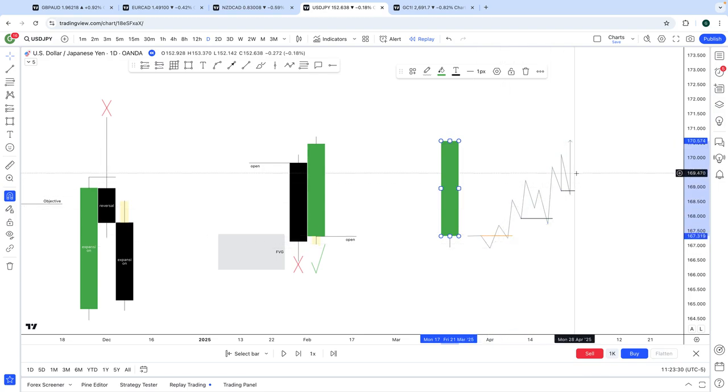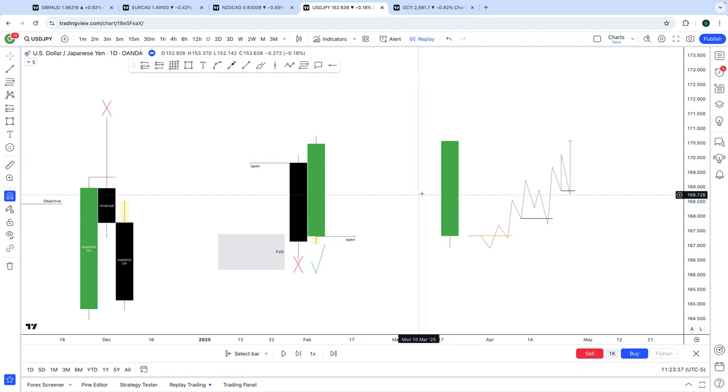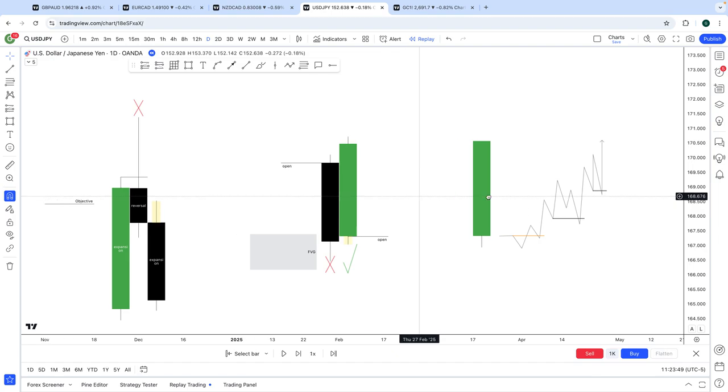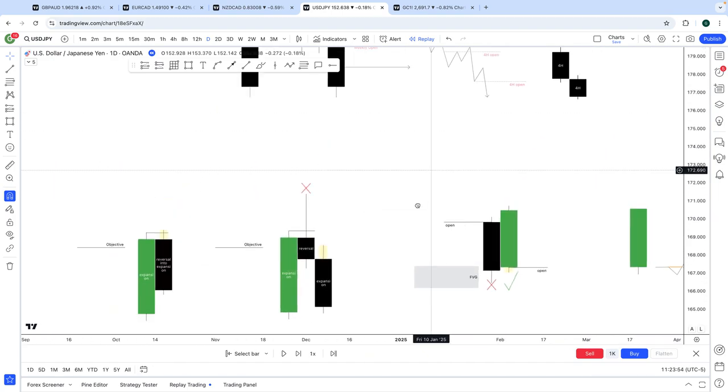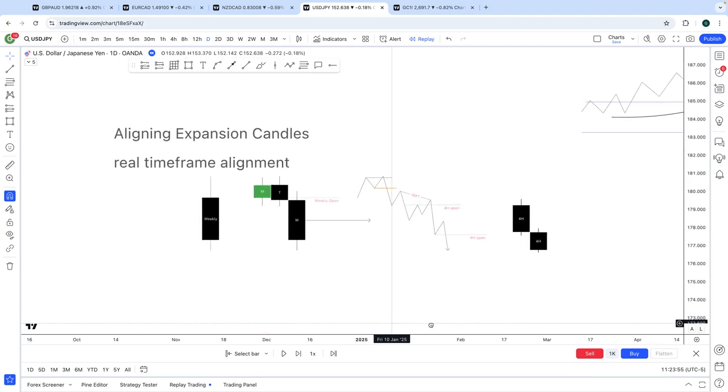The order flow will basically act as stepping stones to create this expansion candle, right? And this is when you see order flow hold. The reason we want to trade expansion candles is because we know that inside of expansion, we get order flow that holds to create the expansion candle. So let's get into aligning expansion candles.